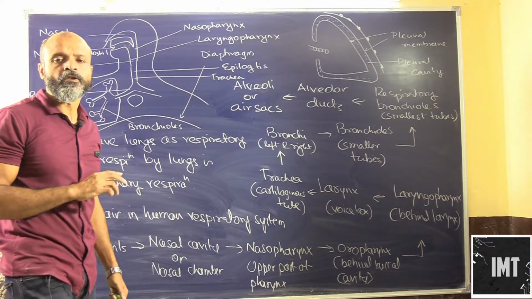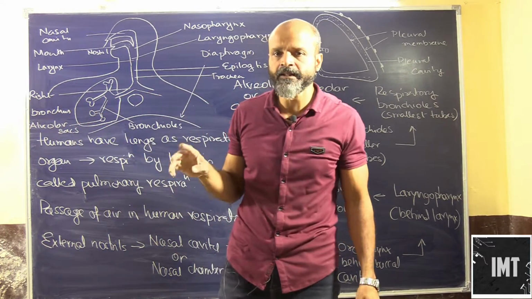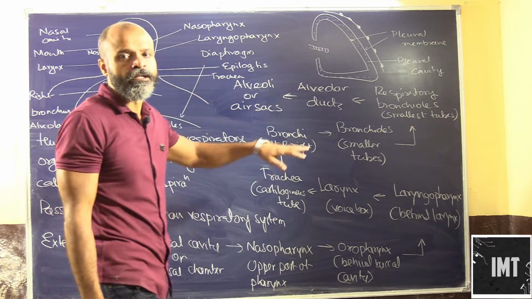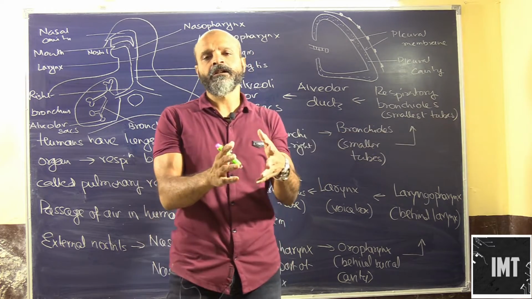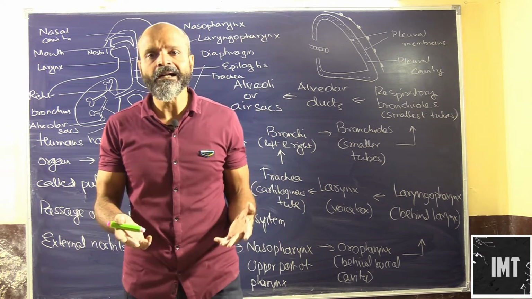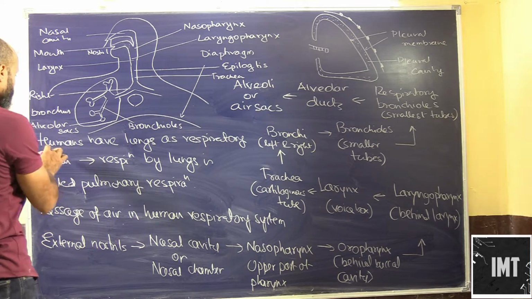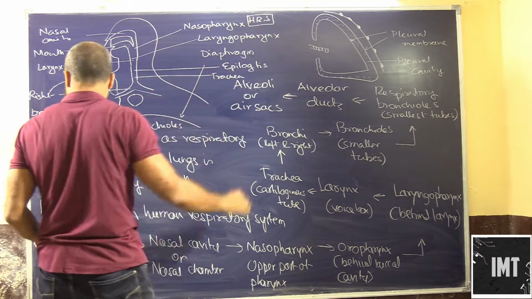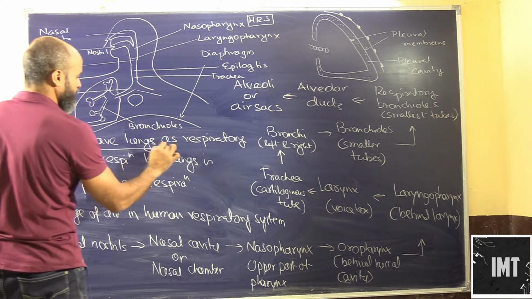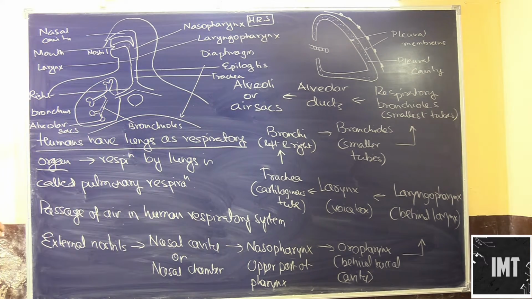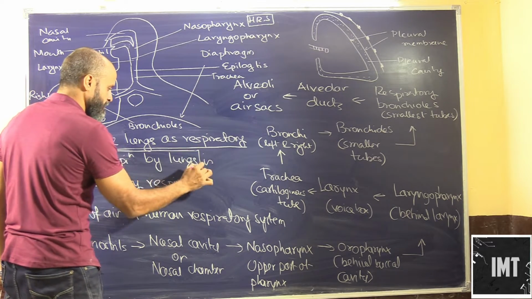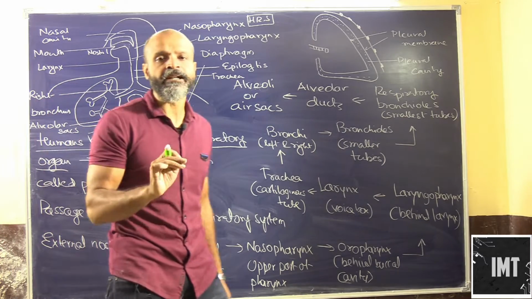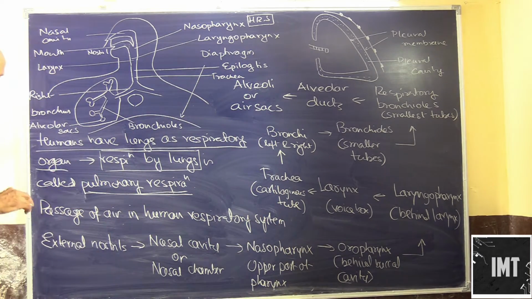Now we move on to the most important portion of this chapter, the human respiratory system. The reason we study the human respiratory system as a whole is that it is the actual representation of a respiratory system in higher mammals. Humans have lungs as respiratory organs, and this type of respiration is known as pulmonary respiration.